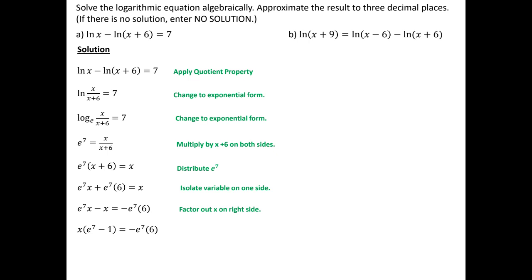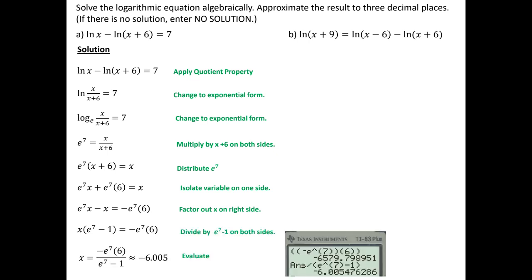So to solve for x, I just need to divide both sides by e to the 7 minus 1. And that's going to give me my algebraic answer. x is equal to negative e to the 7 times 6 divided by e to the 7 minus 1. To evaluate, I just have to put this into my calculator, which will give me my answer.